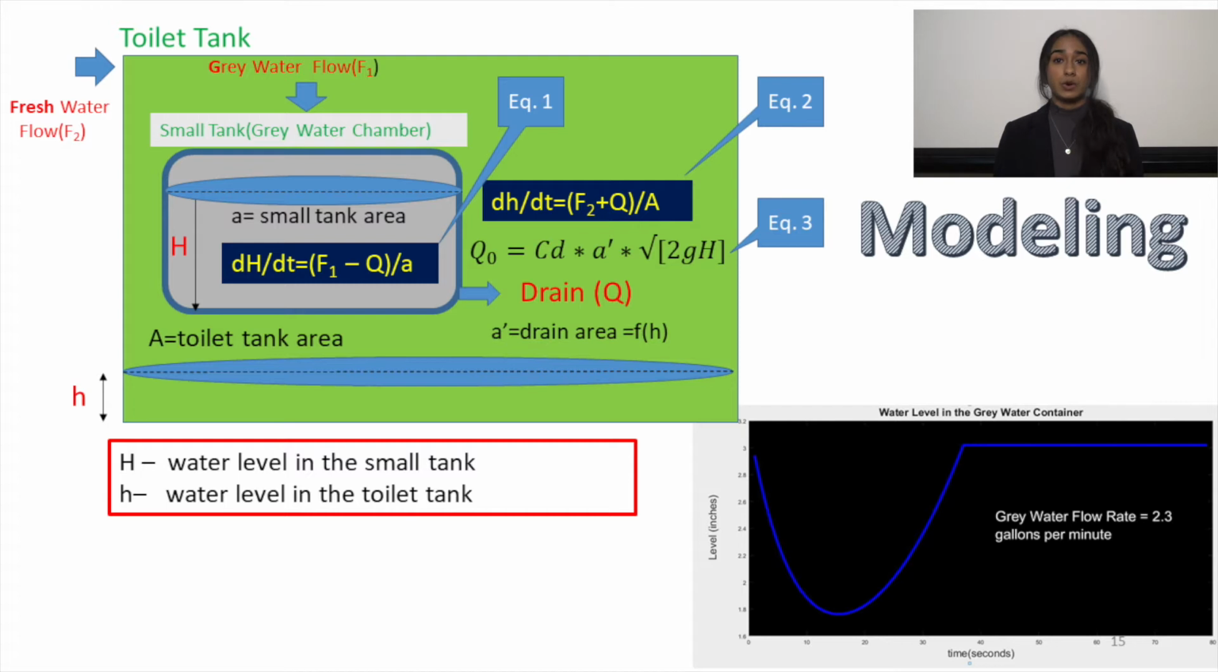I studied the flow requirement using a model of the tank. My theoretical model of the system includes 3 equations. 1 for the material balance of the water in the small tank, 2 for the material balance of the water in the main tank, and lastly, Bernoulli's equation relating the water level in the small tank and the draining flow rate. I was mainly interested in the change of the water level as a function of time inside the small tank.